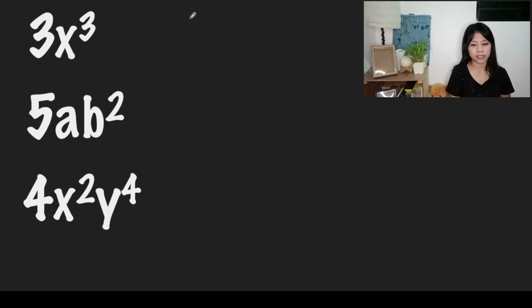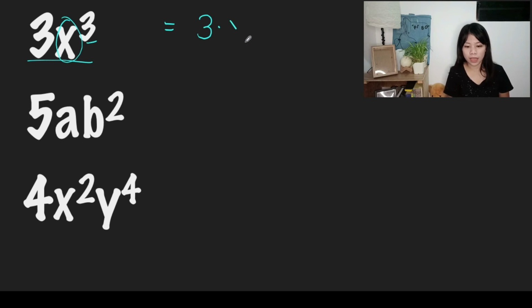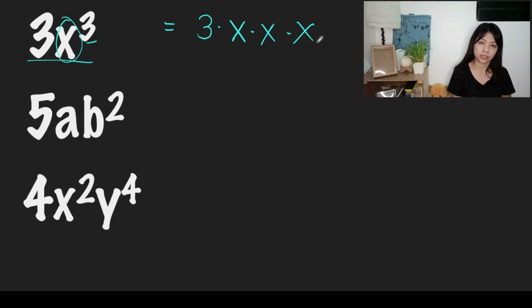For example, let's try to expand this 3x cubed. Ito lang muna tayo mag-focus sa 3x cubed. This is also equal to 3 times, hindi po niya niraise yung buong 3x sa 3. Ang niraise lang niya po ay itong x. Okay? So, let's try to write this in mathematical expression. This is also equal to 3 times x times x times x, kasi, x cubed is equal to x times x times x. Okay? So, this is 3x cubed.